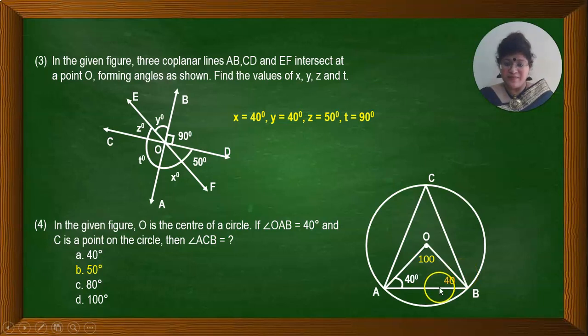Now you have learned this theorem. The measure of the angle subtended by an arc at the center is double the measure of the angle subtended by the arc at any other point on the circle. That means if this angle is 100, this angle will be 50 degree, because this angle is tapering. This angle will obviously be smaller than this. So this angle will be 50 degree. The angle on the circle here is half the central angle. So the correct answer is B, which is 50 degree.